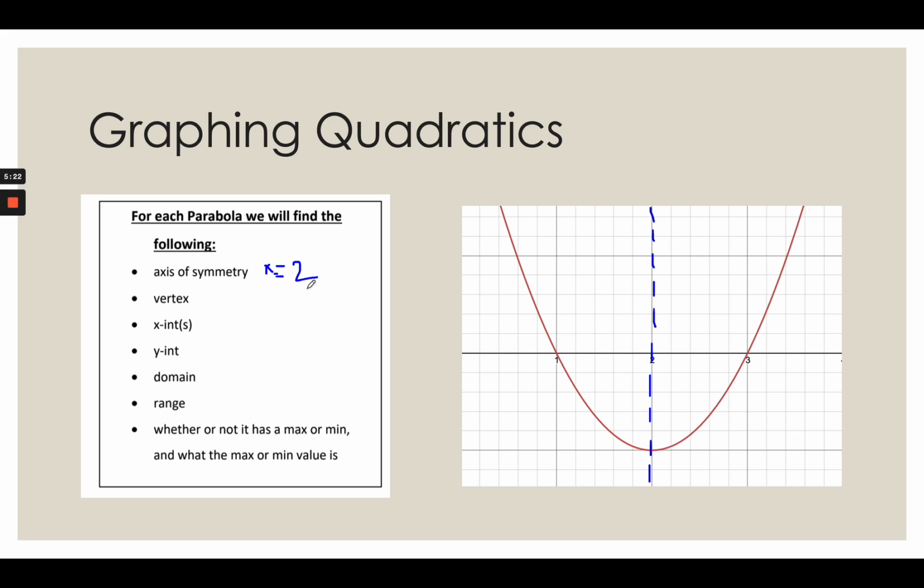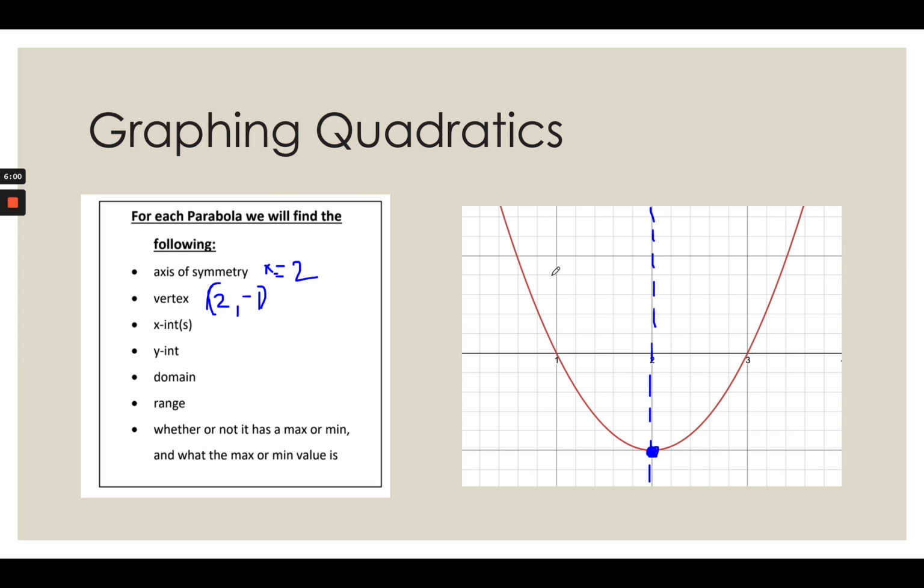Okay, the vertex is the point on our parabola that is on the axis of symmetry. So for this one, our vertex would be at the point 2, -1. So in this example, my vertex is 2, -1. Hopefully you all remember what a vertex is from secondary math 2, but it is that point on the axis of symmetry that splits your parabola in half.